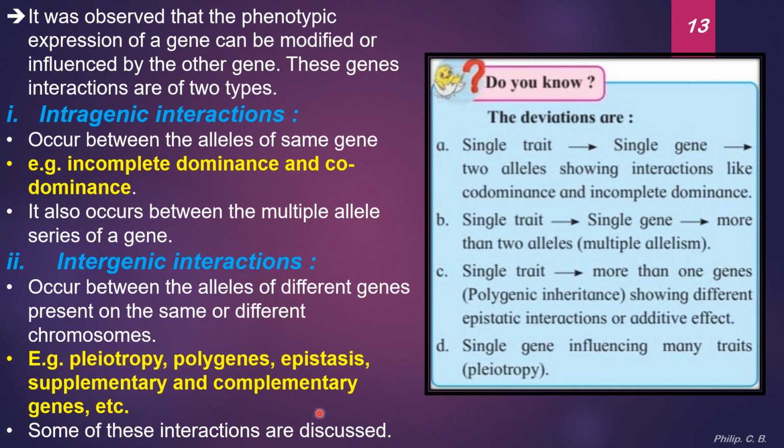Some of the interactions are discussed. So here a small chart is given. Do you know the deviation? As we just read earlier, single trait, single gene, two alleles showing interaction like codominance and incomplete dominance. So what is co and incomplete? We learn in the next slide. Single trait, single gene, more than two alleles, then multiple allelism. Single trait, more than one gene, which is polygenic inheritance. Poly means many, showing different epistatic interactions or additive effect. Then single gene influencing many traits, which is pleiotropy. Again, what is that? We learn further.